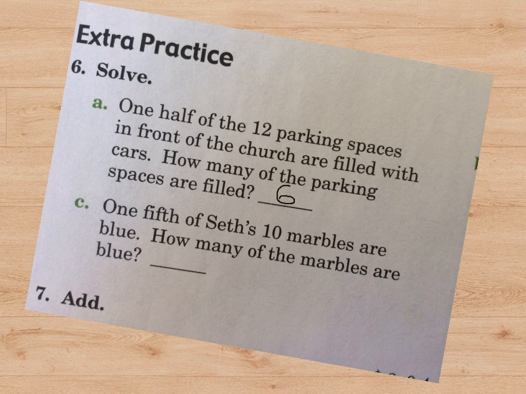And then let's do C, since C is right here on my screen. 1/5 of Seth's 10 marbles are blue. How many of the marbles are blue? Well, you divide this 10 by 5, and that would be 2. 2 of the marbles are blue.